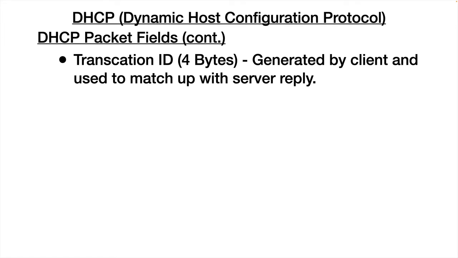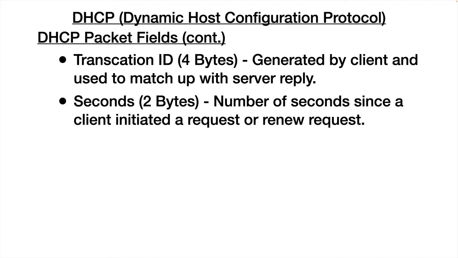We then have a transaction ID. This is a number that is generated by the client, and the purpose of this is so that when we get a DHCP response, we can match it up with the request that was being made. We have something called seconds. This is the number of seconds since a client initiated a request or a renew request.